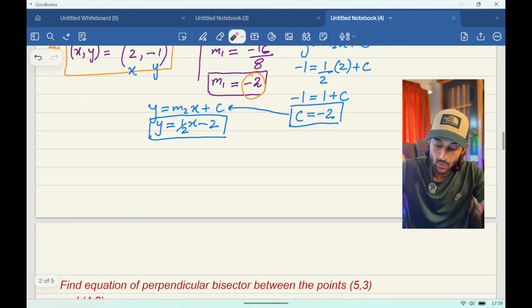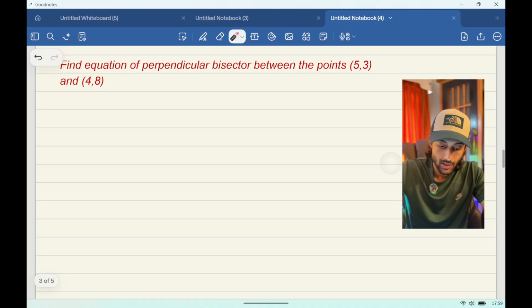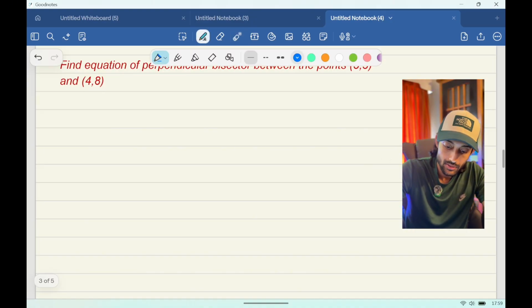Let's move on towards one more example. So let's do this example now. So we have this example. The first step is really easy, really simple. All you have to do is just find the midpoint. Every single time you have to do it like this.